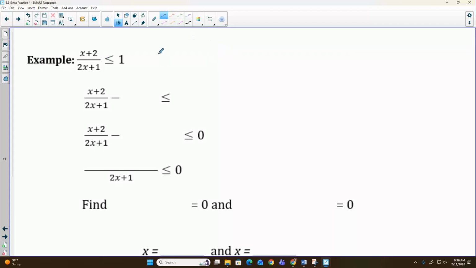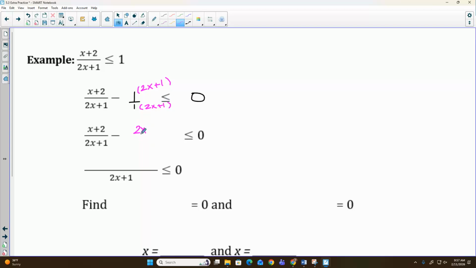So our strategy is to get 0 on one side and a single fraction on the other. So over here, I have to get my 0 on one side, so I have to start off subtracting my 1. So then I have my 0. Now we have to get a common denominator. This is like 1 over 1. So if I want a common denominator, I have to multiply it by 2x plus 1 on top and bottom.